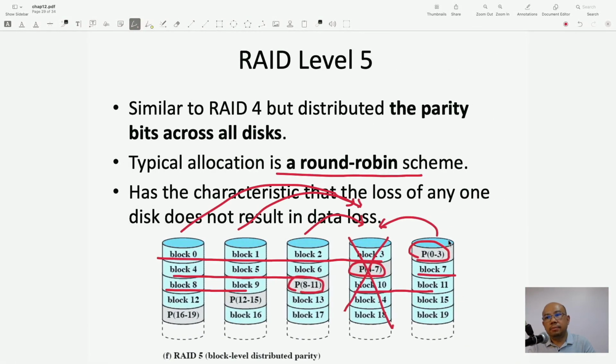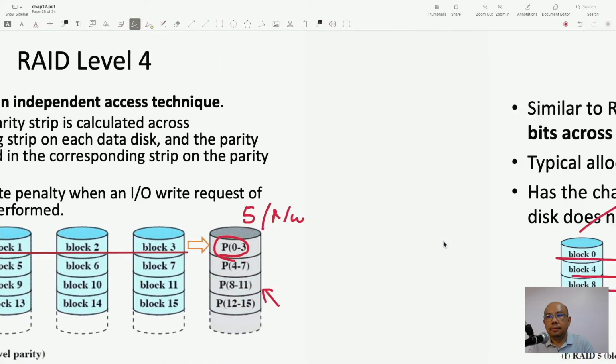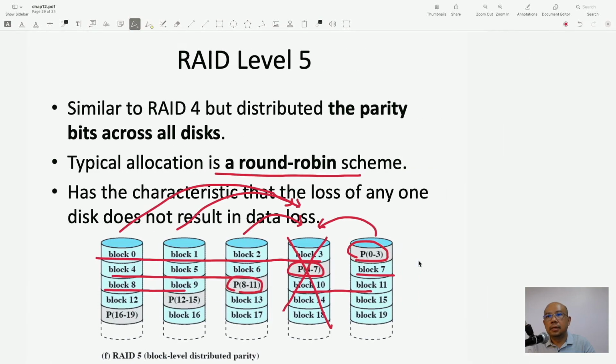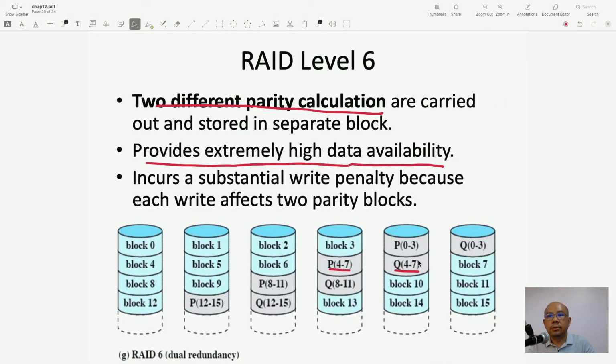Level 5 distributes the parity. It distributes the parity to each disk. And level 6 uses two-level parity bits.